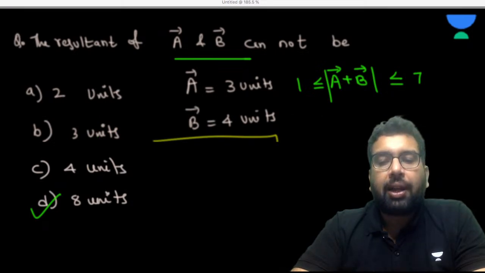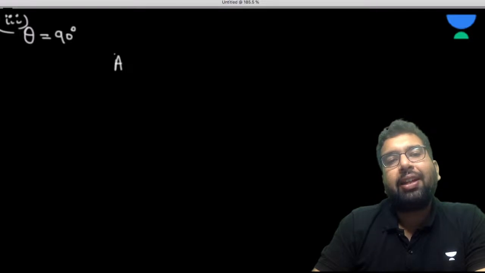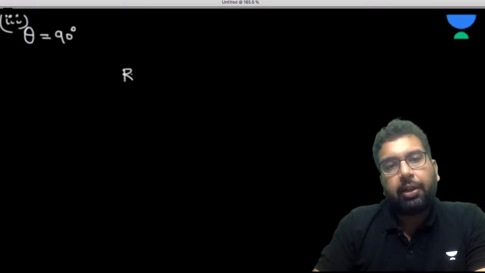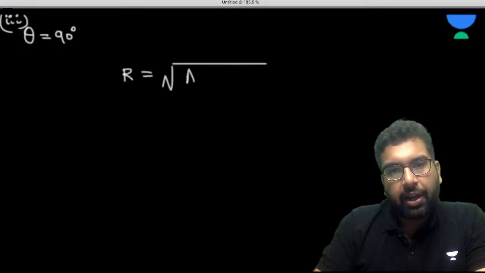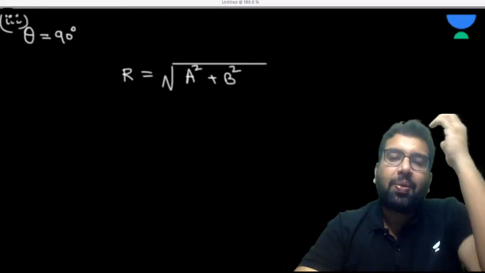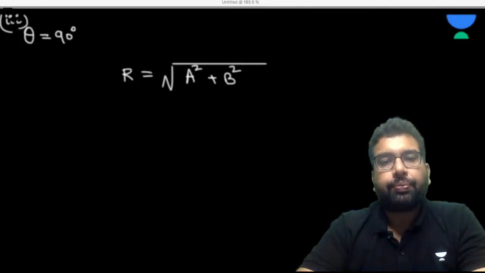Now let's come to the third case. Let's suppose theta is equal to 90 degrees. Very standard case. So if two vectors have an angle of 90 degrees between them, this is going to be the resultant. Cos 90 is 0, so right away you can write square root of a square plus b square. Is it fine? Do you agree or not?